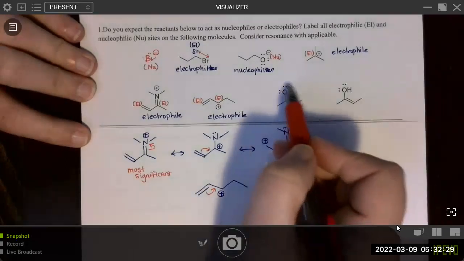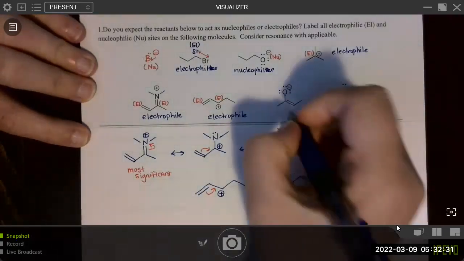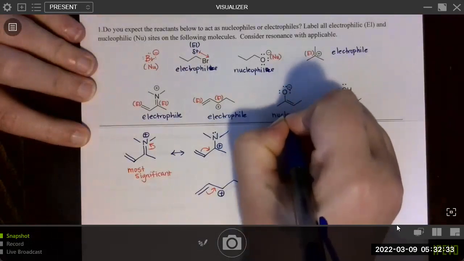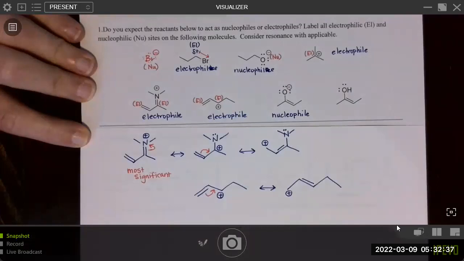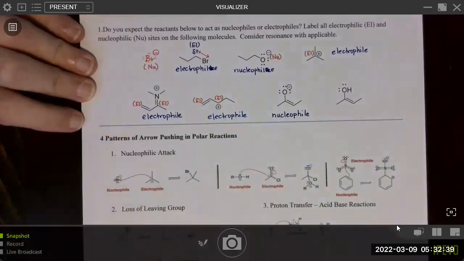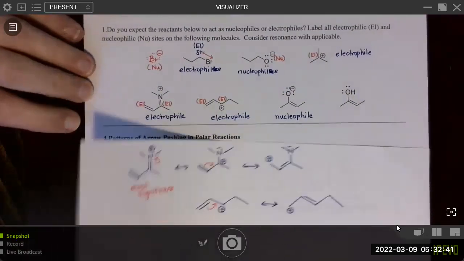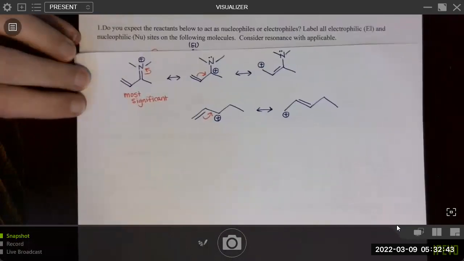Okay, this one with the full negative charge hopefully gives it away that it's going to be the nucleophile. And if we think about the resonance structures from that case, we are going to move it up.